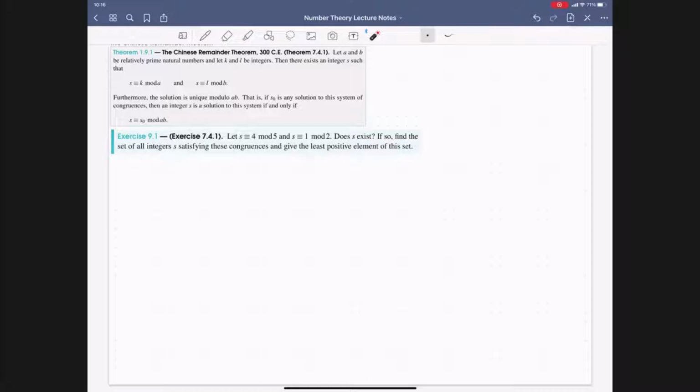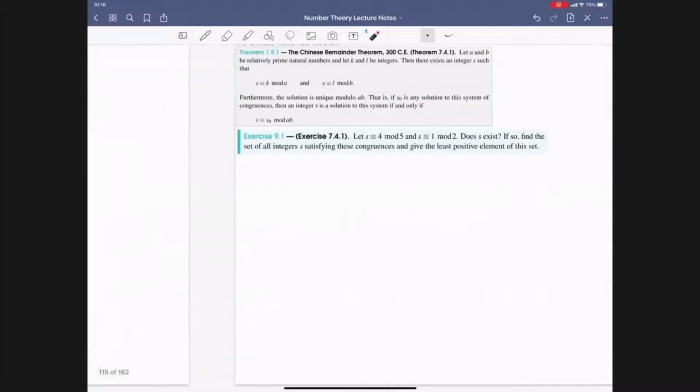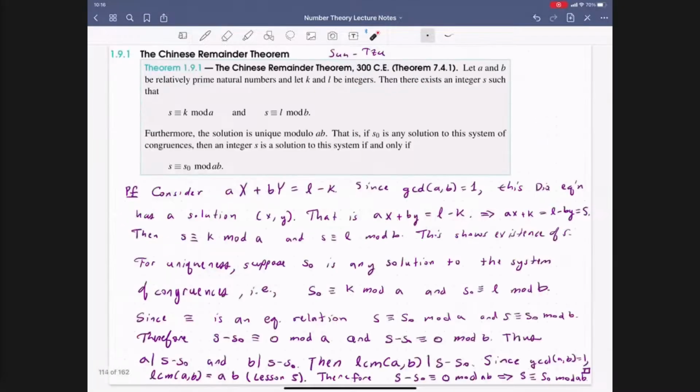Well, let us go back to the proof, because the idea of how we argued it is that it's all constructive. It gives us the algorithm for doing this. Step 1, write ax plus by equals L minus k. So that's our very first step.